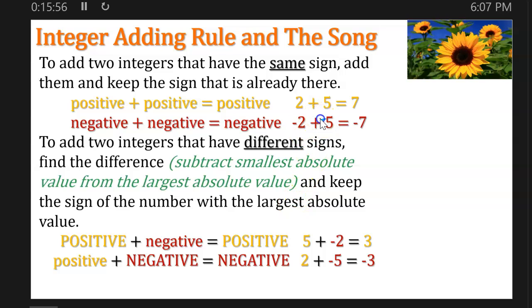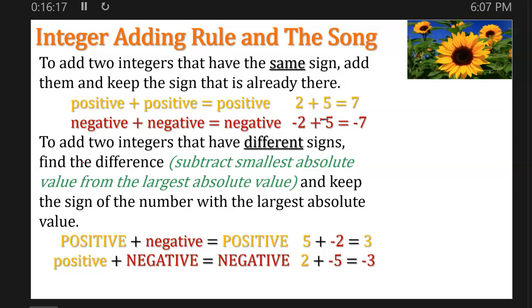All right, just so that we're clear on that, that's going to be a -5. Okay, to add two integers that have different signs, okay? So same signs, you just add and keep the sign. Two integers that have different signs, this is where it gets a little complex. We don't add them. We find the difference, okay?